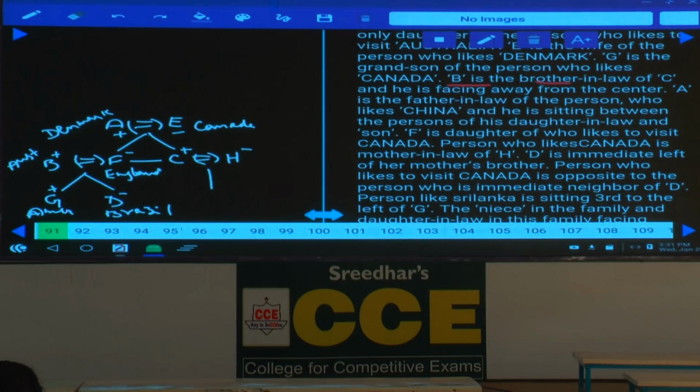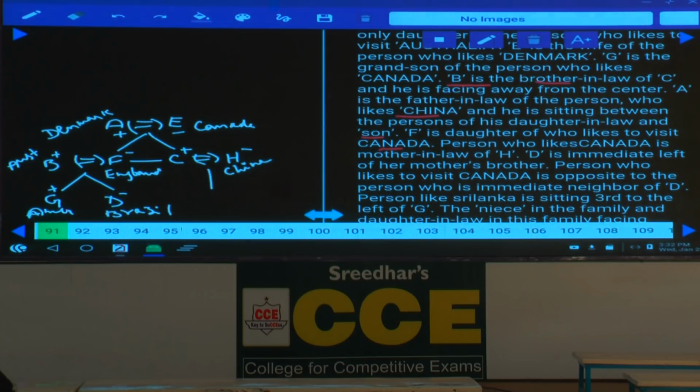And A is the father-in-law of the person who likes China. Then tell me who likes China? Either B or H, out of which B likes Australia and this H likes China, isn't it? And he is seated between the persons of his daughter and son-in-law. F is the daughter of the one who likes to visit Canada. The person who likes Canada is the mother-in-law of H.